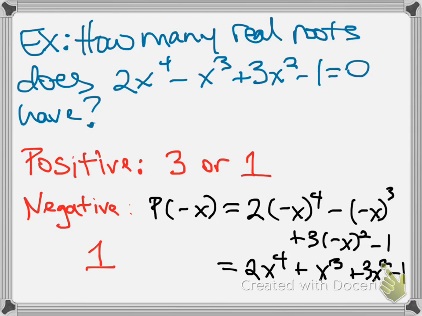So that means that our polynomial is either going to have 3 positive real roots or 1 positive real root, and it must have 1 negative real root.